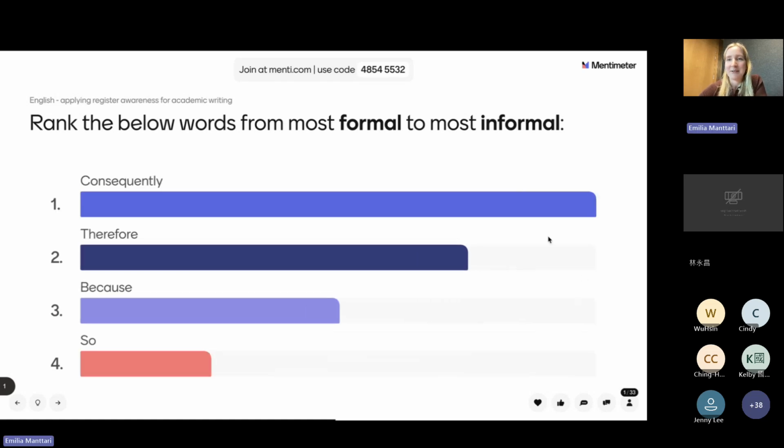And here I have used our ranking question type. The ranking question type allows me to add some items here, and then you as the participant are able to pick the order for the words that I've chosen. So right now we can see that consequently is rated as the most formal by those of you that have already voted. Then we have therefore, because, and so.